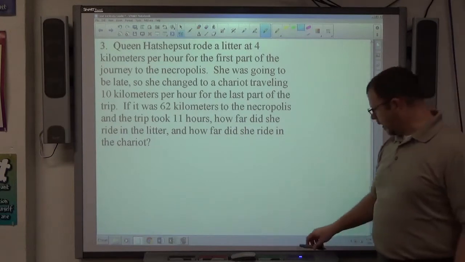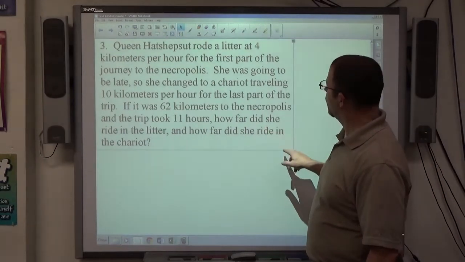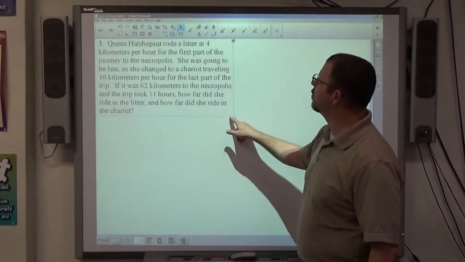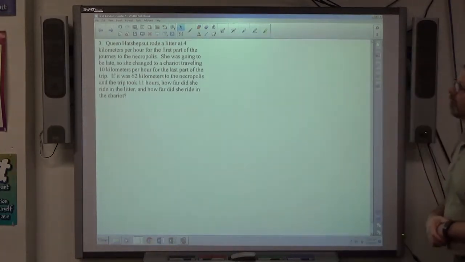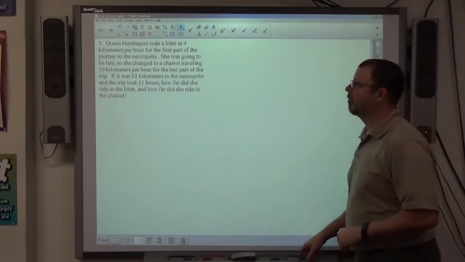Number 3, Queen Hatshepsut rode a litter at 4 kilometers per hour for the first part of the journey to the necropolis. She was going to be late, so she changed to a chariot traveling 10 kilometers per hour for the last part of the trip. 62 kilometers to the necropolis, and the trip took 11 hours. How far does she ride in the litter? How far does she ride in the chariot?